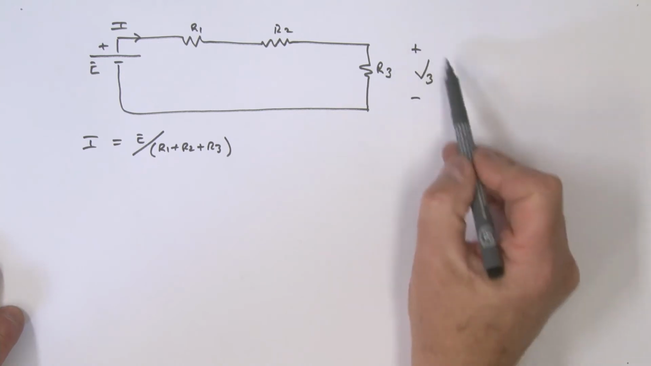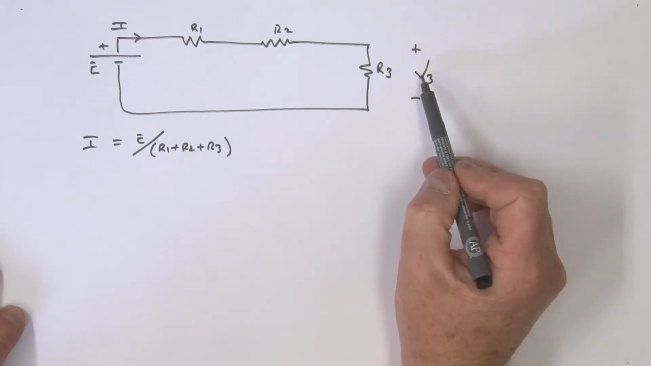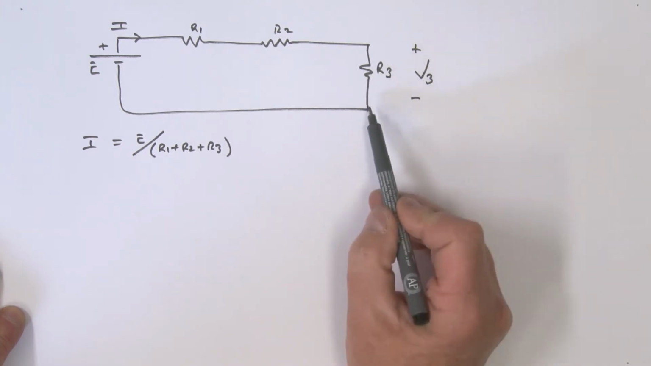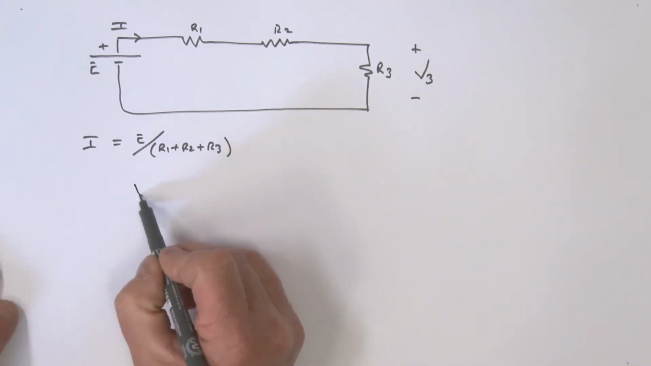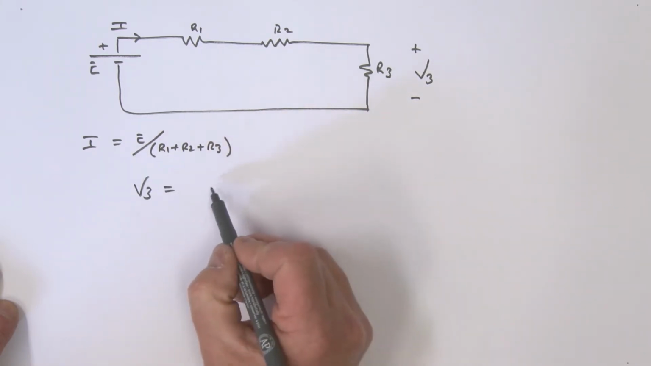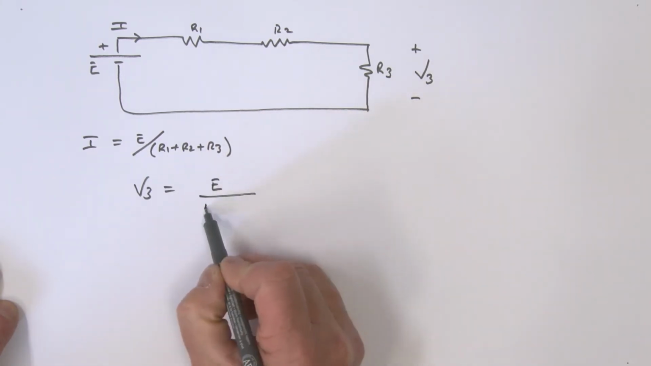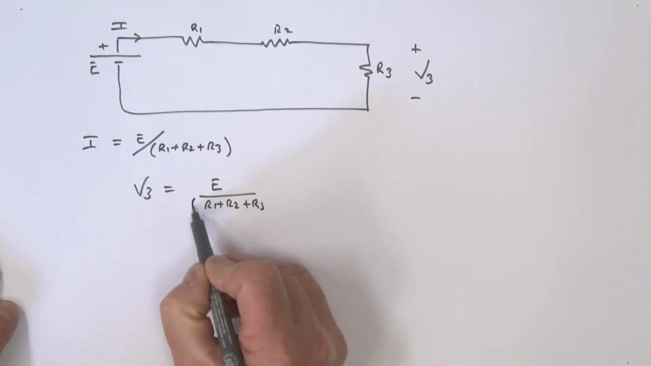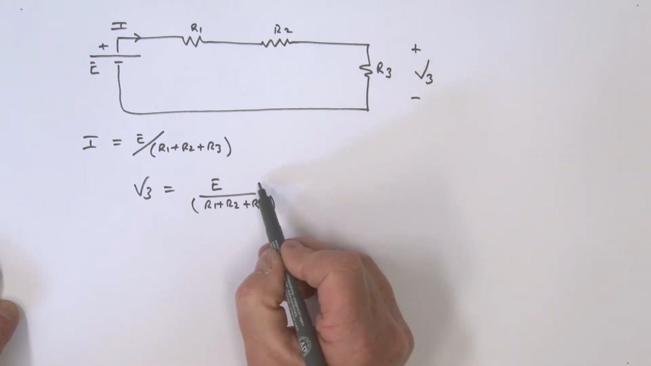So we wanted to find the V3 here. V3 is going to be the current I times that R3. So let's just do that. We can say V3 is equal to the current I, which is E divided by R1 plus R2 plus R3, and that's going to be multiplied by what?